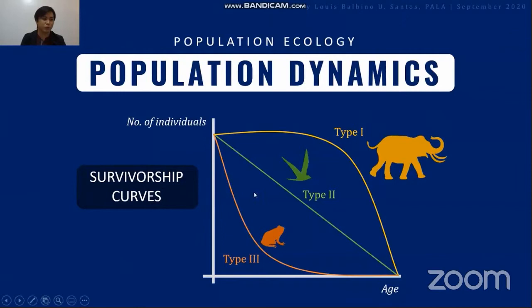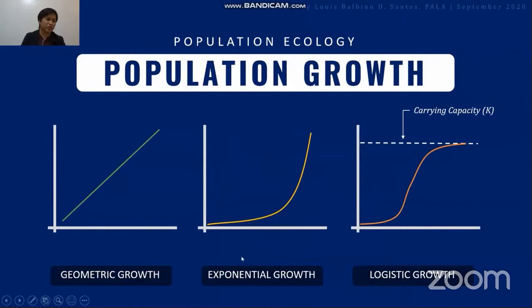Now, populations grow exponentially. If every couple produces two children and those two children produce two children each, then if you graph the population growth, it'll show this exponential growth. However, resources are finite. Food is finite. If there's too much of a species, the habitat that supports them cannot support them anymore. And what happens is logistic growth.